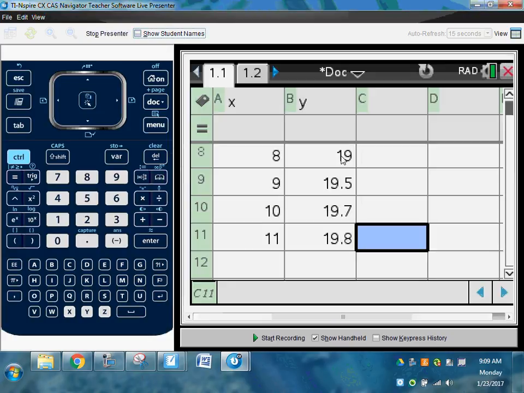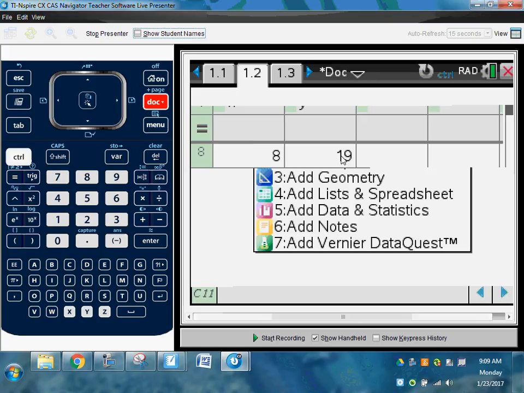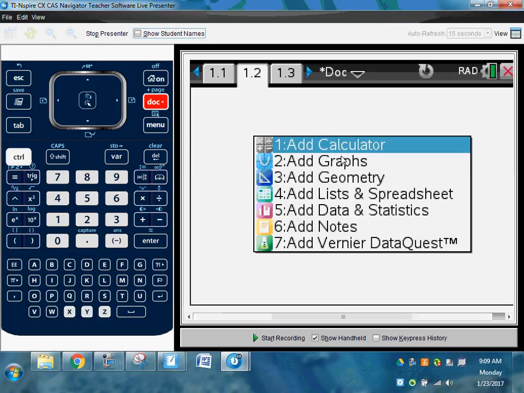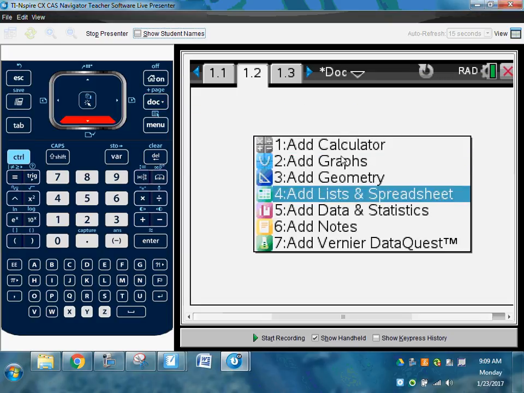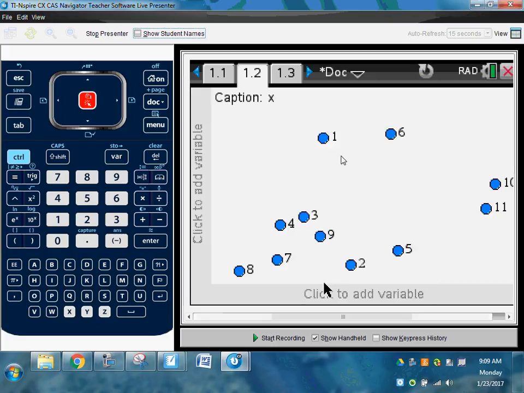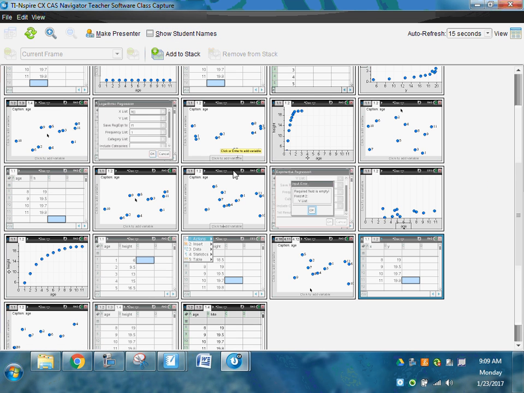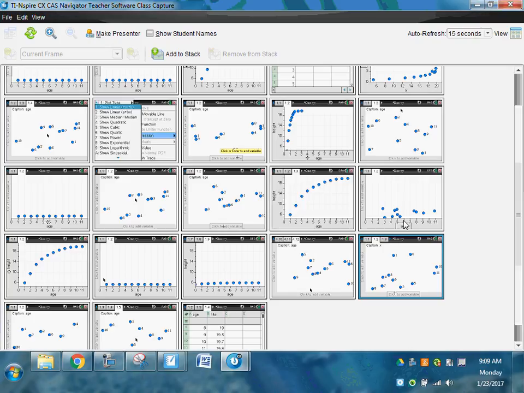What are we going to press? Control dot, and then you add 5 data and statistics. Okay, so control doc for a new page, and then 5 data and statistics. Make sure everyone's there. Now, you get, let me do this. Does everyone's screen look like a bunch of random dots?